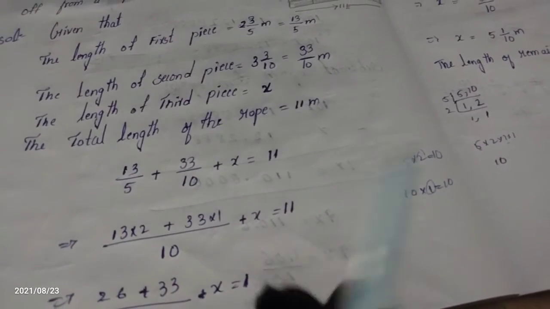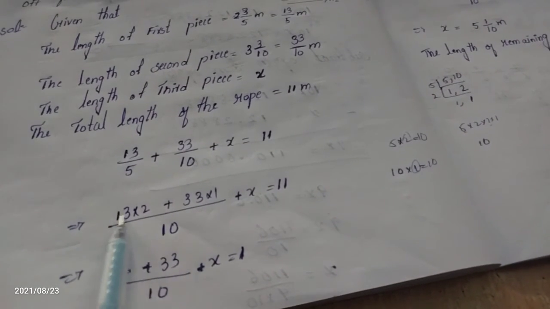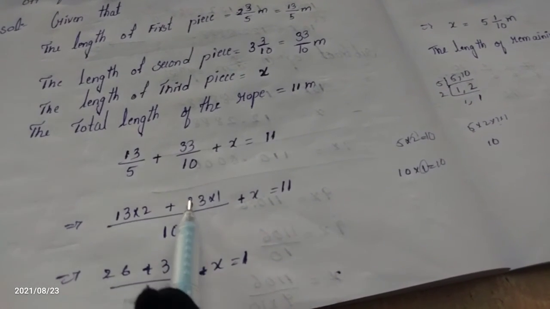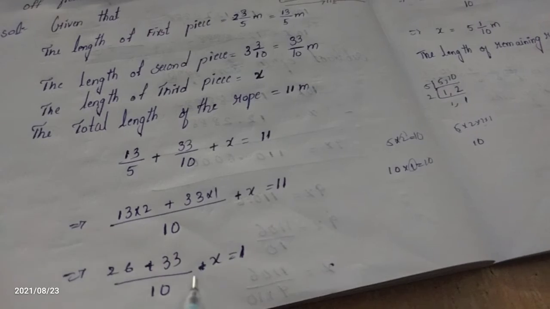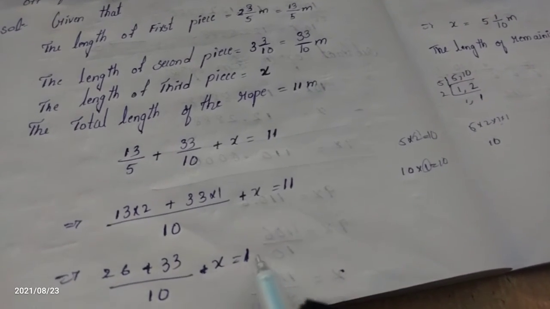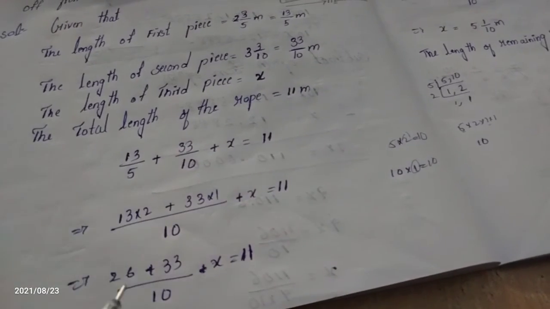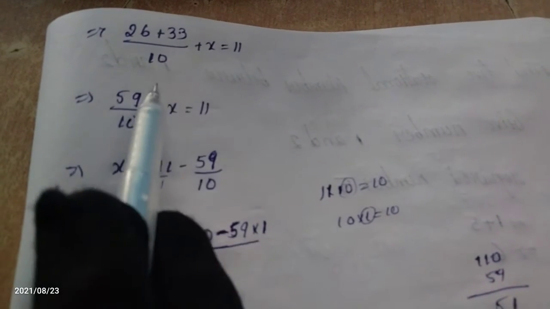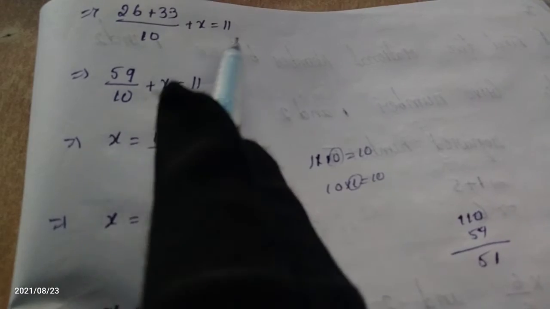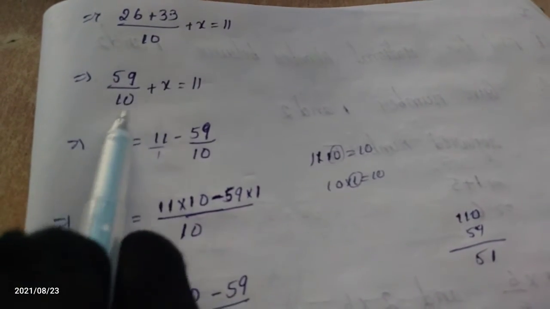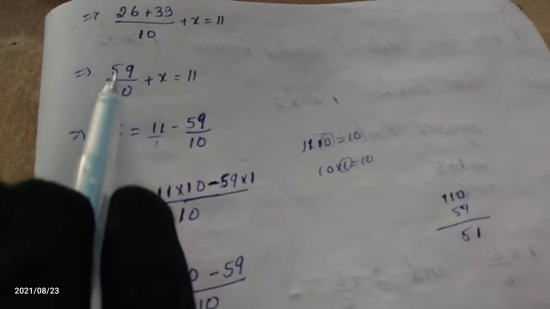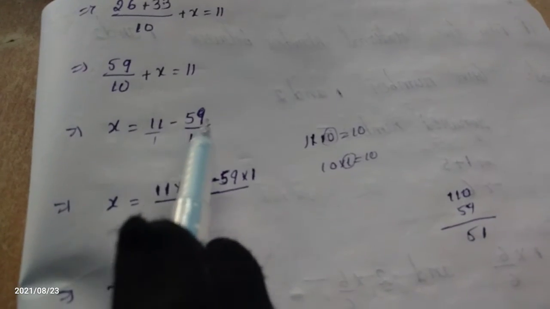x is as it is. I am writing here: 13 2s are 26 and 33 1s are 33, divided by 10, plus x is equal to 11. The remaining terms are as they are. Now we simplify these two terms: 26 plus 33 is 59, so 59 by 10 plus x is equal to 11. The plus 59 by 10 goes to the other side as minus 59 by 10.